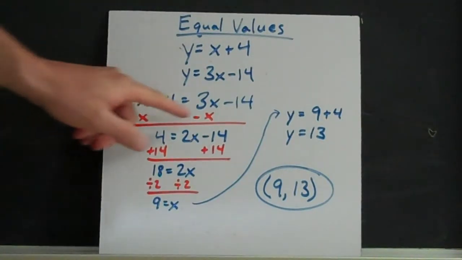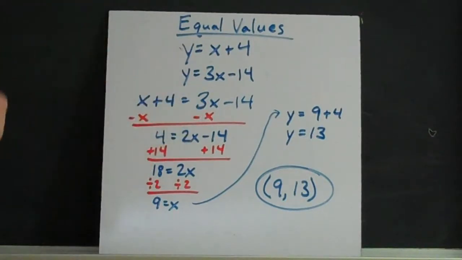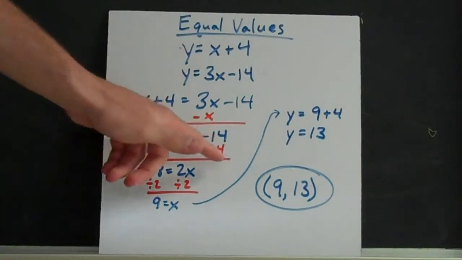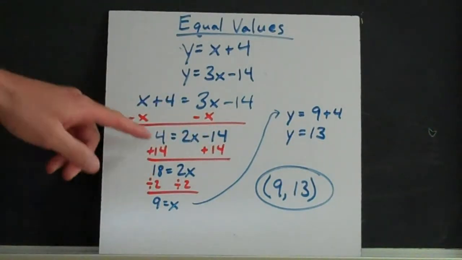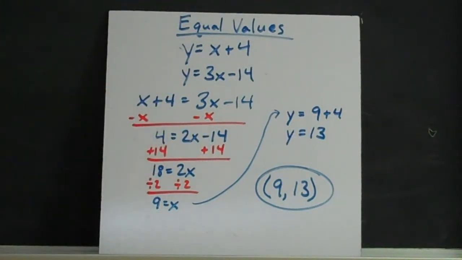We can subtract x and we get 2x, so 4 equals 2x minus 14. Add 14 to both sides, we get 18 equals 2x, and then divide both sides by 2, and we get x equals 9.